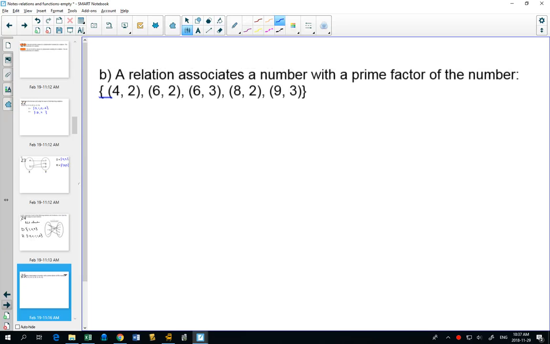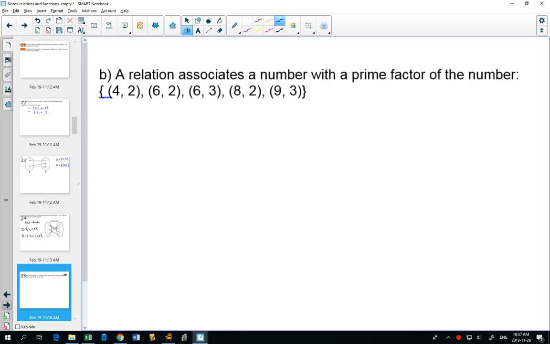Part B. A relation associates a number with a prime factor of the number. So what this means is the number 4 can be divided by 2. The number 6 can be divided by 2. The number 6 can also be divided by 3. The number 8 can be divided by 2. That's the only prime number that divides 8. The number 9 can be divided by 3. That's the only prime number that divides 9.